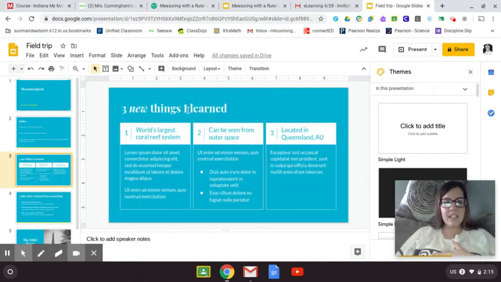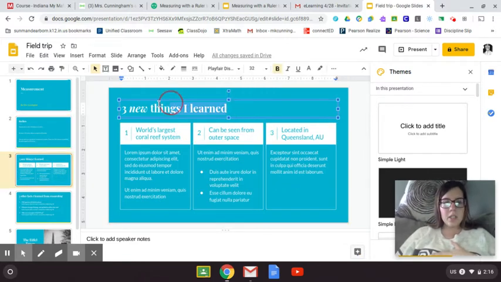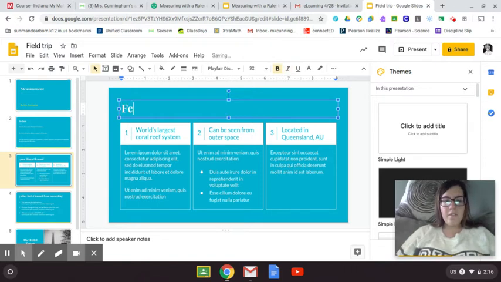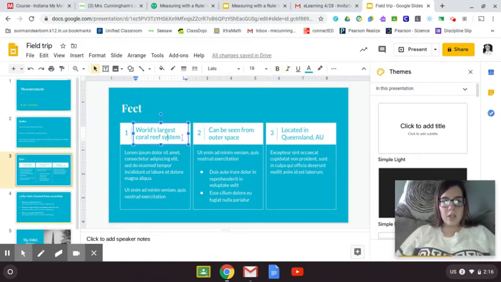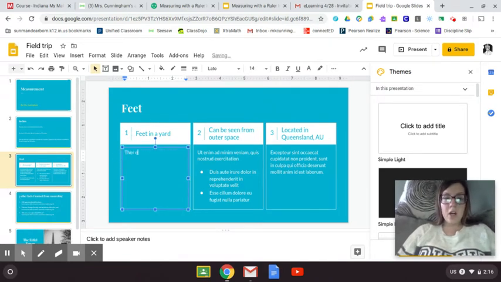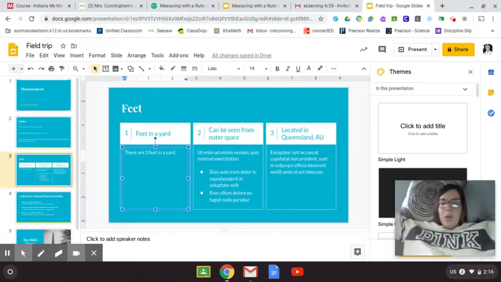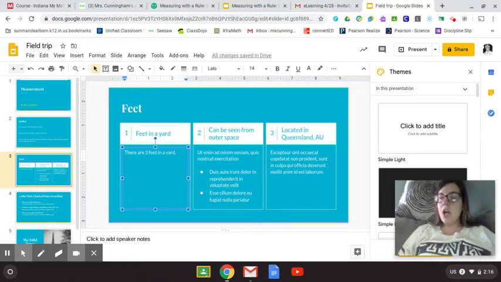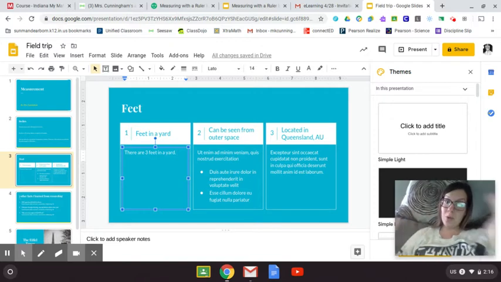All right. So let's talk about feet. So let's talk about feet in a yard. How many feet are in a yard? There are 3 feet in a yard. So a yardstick would be 3 feet long. Whoa, Mrs. Cunningham just about knocked her lamp over here. So if you put 3 rulers together, because each ruler is 1 foot, you would get a yardstick. So 3 rulers equals 1 yardstick.